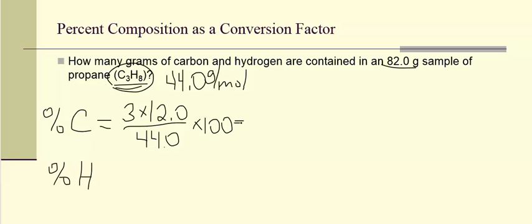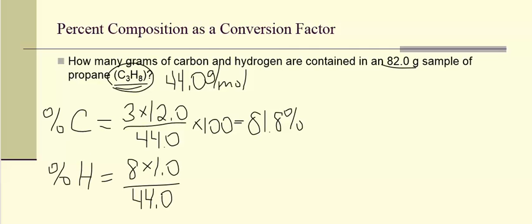So the percent carbon in C3H8, 81.8%. Percent hydrogen, there are 8 hydrogen times a mass of 1 divided by the total. So percent hydrogen by mass comes out to 18.2.